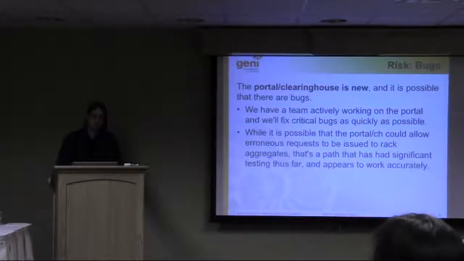All right, so the last risk is basically that the portal clearinghouse is new. And this is one of those things we don't know. There could be bugs, but that's the case with all things. Because it's new, there are probably more bugs than there will be in 6 months or a year. Several of us are actively working on the portal, and we consider it a very high priority to fix critical bugs as soon as they show up. And while it's theoretically possible that we could somehow allow erroneous requests to a rack aggregate, that particular path has been tested quite thoroughly, and we haven't had any issues with that. So those are the things that are risky about it.